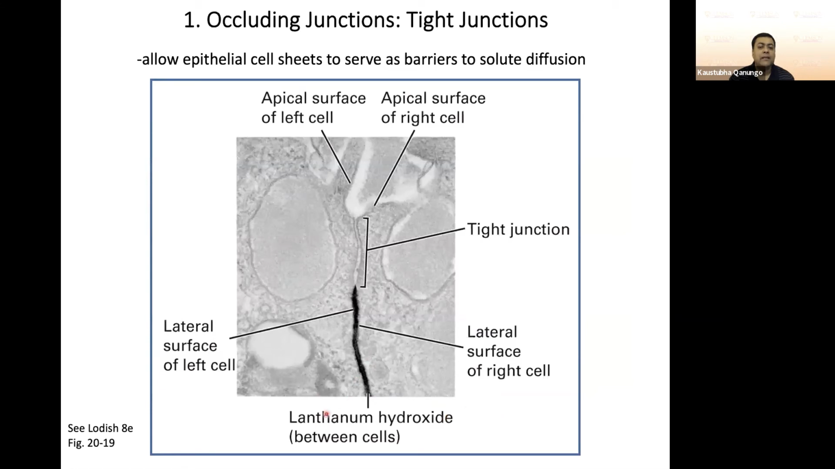The next one right here is just an extension of that. This is lanthanum hydroxide. Lanthanide is a very high molecular weight material, that's why it is very electron dense. You can see that right here on the basolateral or lateral surface of the cell, this electron dense material cannot pass through the tight junctions onto the apical surface. Just an extension from the last slide.